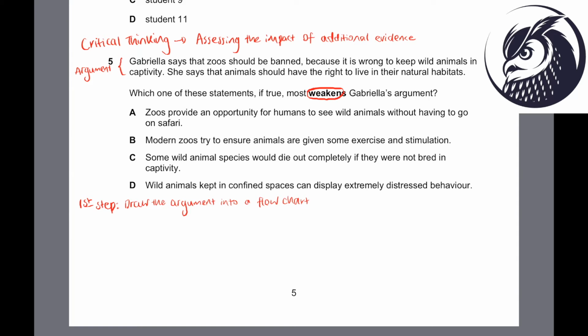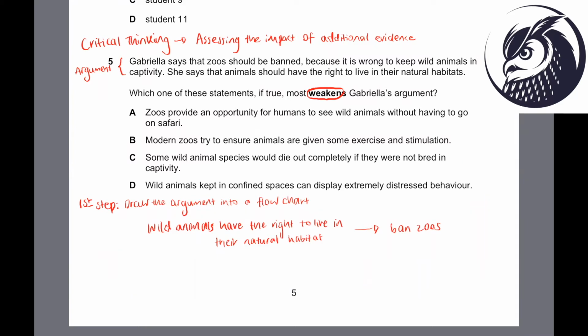So if I was to write that, I might just write something like wild animals have the right to live in their natural habitat. And that's why zoos should be banned. That's why we should ban zoos. Right? So she's giving us a reason why she thinks that zoos should be banned. It's because these wild animals should have the right to live in their own habitats.